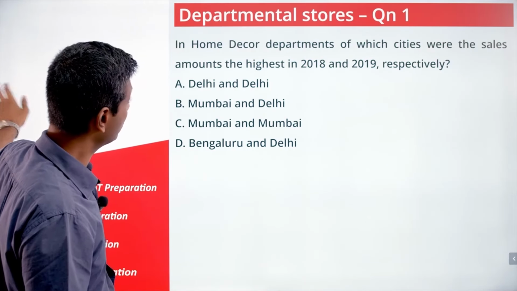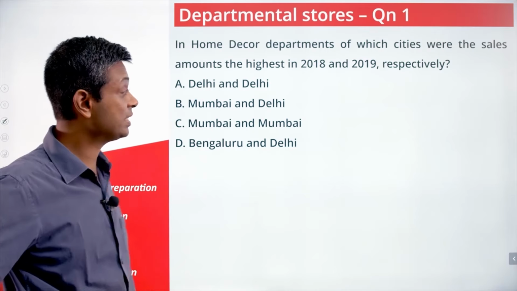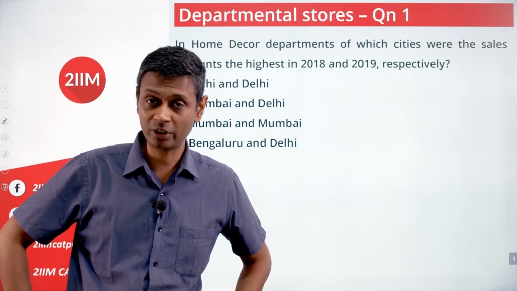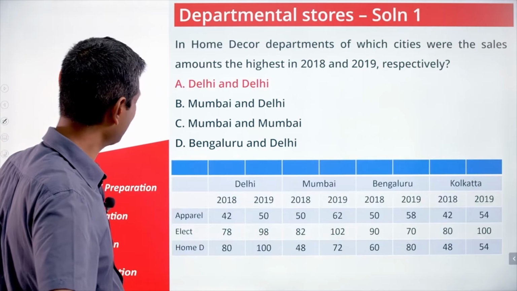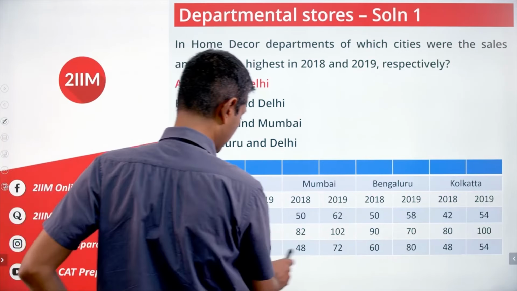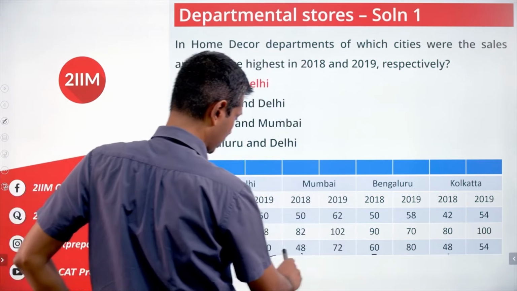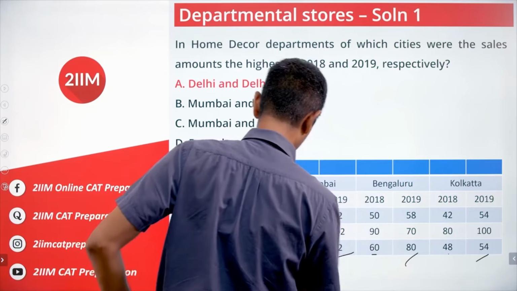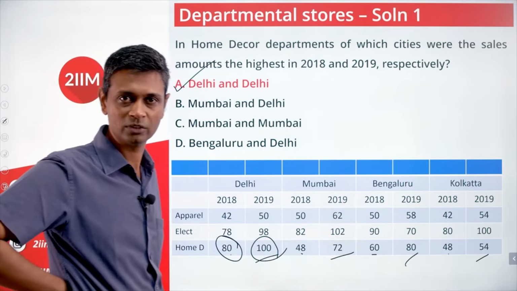In home decor departments, of which cities were the sales amounts the highest in 2018 and 19? I don't remember any data point. I've not tracked city. I've just solved x and y. Got to look at the table. Home decor. 2018 highest is Delhi. 19, 100, 72, 80, 44. Again Delhi. Delhi and Delhi. Got it. Done. Simple question.